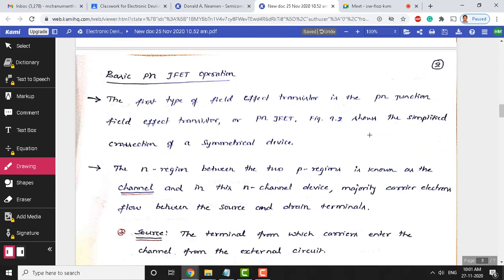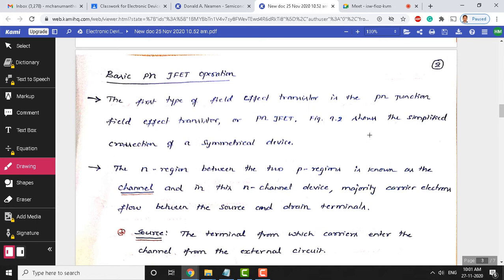Before we step into basic PN JFET operation, are there any questions? All right, if there are no questions, let us move on to the basic PN JFET operation.